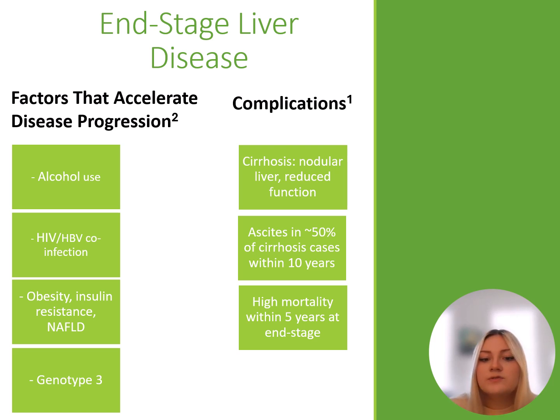In 50% of cirrhosis cases, ascites will develop within 10 years. Ascites is the accumulation of a large amount of fluid, typically in the abdominal cavity, and this is really a sign of end-stage liver disease. The liver is not able to maintain that fluid balance, it's not able to keep up with demands, and this reduced function is really starting to wear on the body. There's a high mortality within 5 years at end stage. As you can see, with the cirrhosis and the ascites, the liver is just not able to keep up anymore, so that explains that high mortality rate.